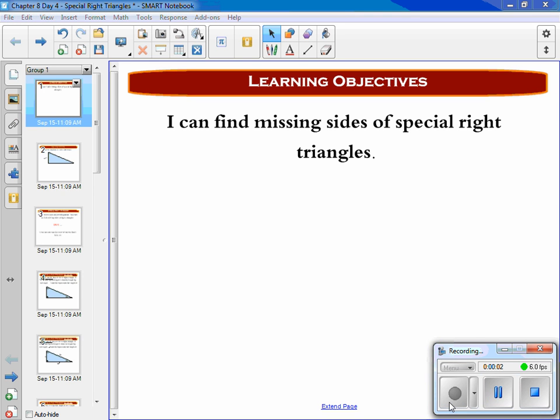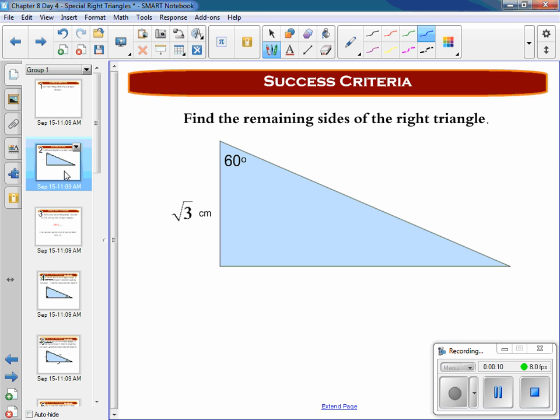All right, today we are going to talk about finding missing sides of special right triangles. Okay, so our success criteria is going to be something like this, where you're only given one of the three sides and you should be able to find the other two.